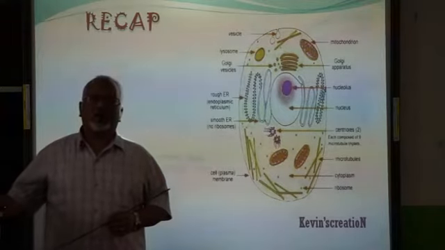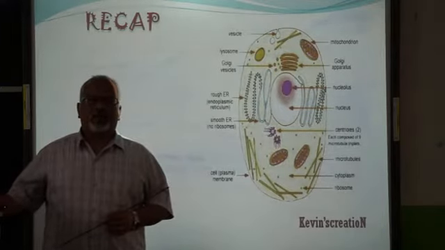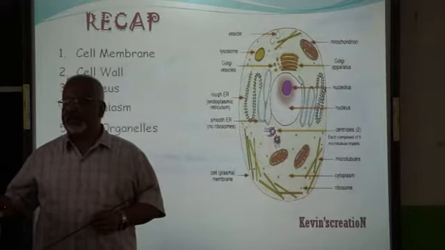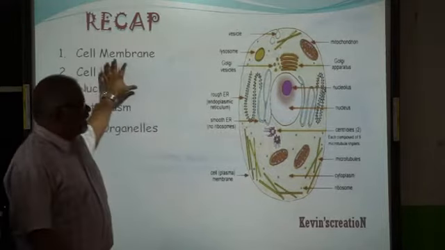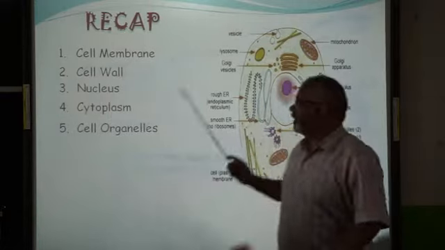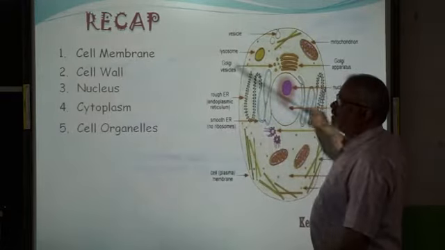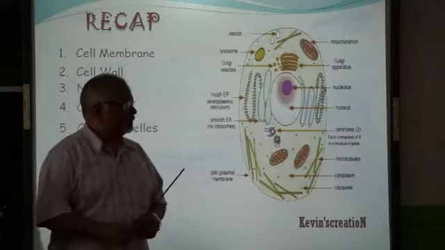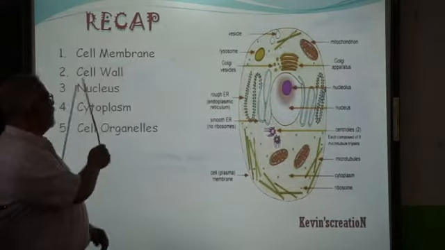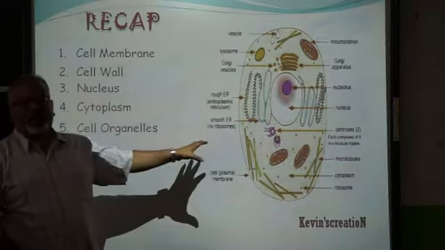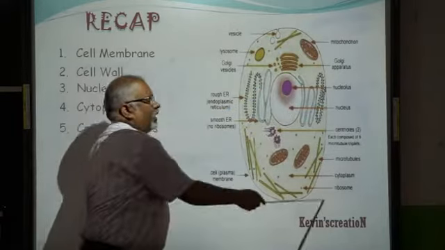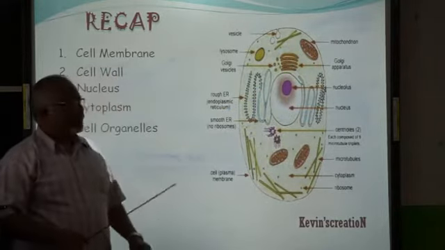We were talking about various cell organelles, the structure of the cell. So first we studied the cell membrane. This is the boundary of the cell, called the cell membrane. The picture shown here is an animal cell. Then you have the cell wall. If it's a plant cell, you can see one more wall around it, and that is the cell wall.